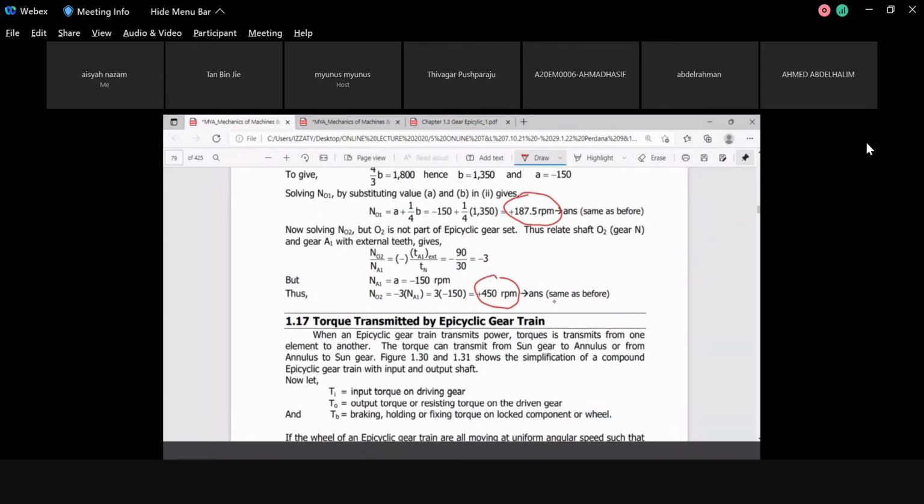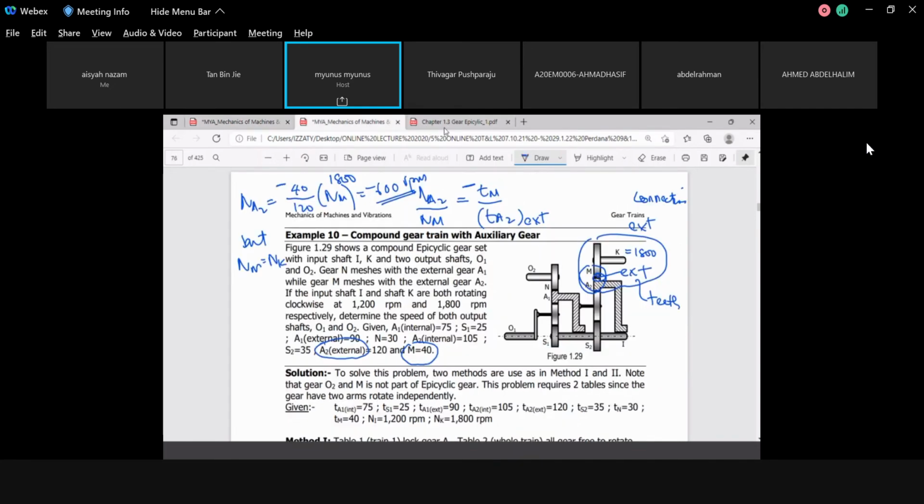For the epicyclic gear, as I mentioned earlier, you have two things. One will be kinematics, what we're doing now. The other one is kinetics. When you're talking about kinetics, you're dealing with torque, the efficiency, and of course the power. So I'm going to share with you this one now.